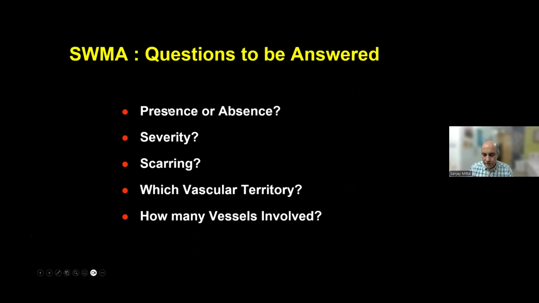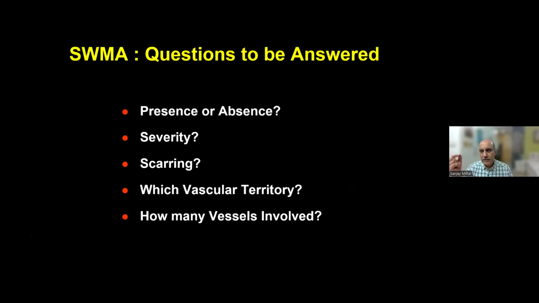So whenever we do an assessment of a wall motion abnormality, we have to have these four points in our mind. I know tomorrow you should not be able to do that, but you have to practice, practice, and practice to give these five answers whenever you look at wall motion abnormalities.